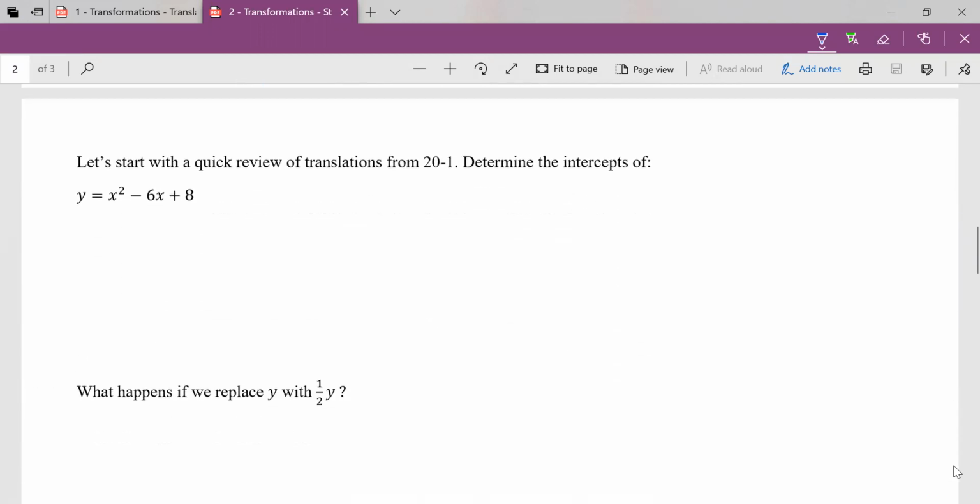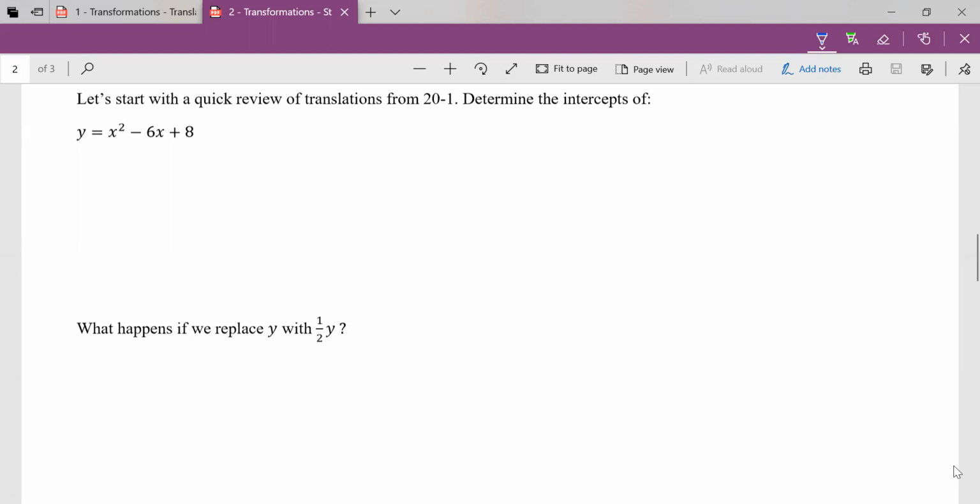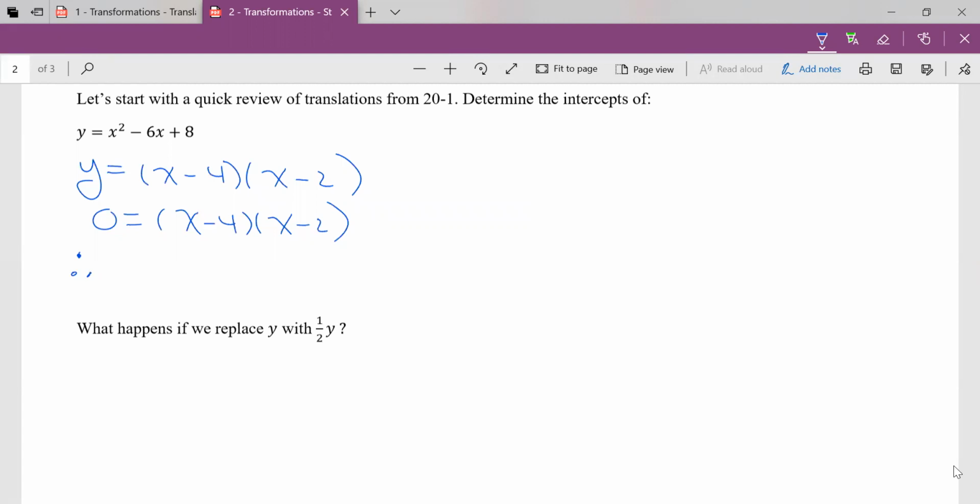Okay, again, let's always start with something we know, and we know parabolas pretty well. So let's look at this parabola. We're going to find the intercepts of y is equal to x squared minus 6x plus 8. To find the x-intercepts, of course, first thing we'll do is factor, and we'll set it equal to 0. And then we'll use the zero product property. So we know our x-intercepts are at (4, 0) and (2, 0). Okay, so that's our factored form.